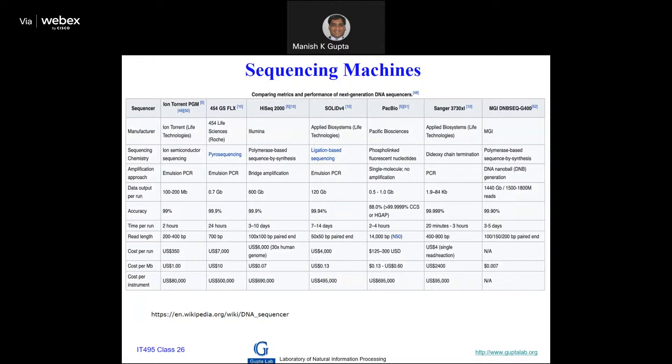The chemistry is different, so one has to go into these chemistries if you really want to understand how these machines work. The amplification approach is also different, so PCR normally or emulsion PCR. And then data output per run is also an important parameter. Accuracy: each machine has a different error rate and accuracy. Time taken per run is 2 hours, 24 hours, 3 to 10 days, 7 to 14 days, 2 to 4 hours, 20 minutes to 3 hours in Sanger, and 3 to 5 days. Read length is 200 to 400 base pairs, 700 base pairs.